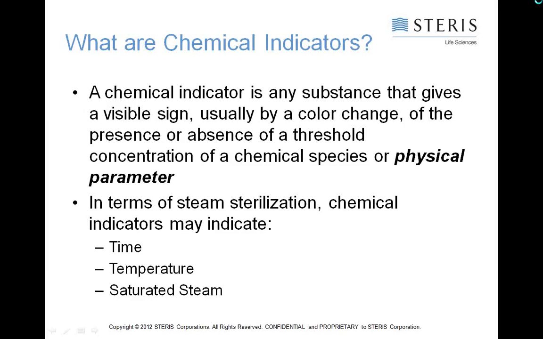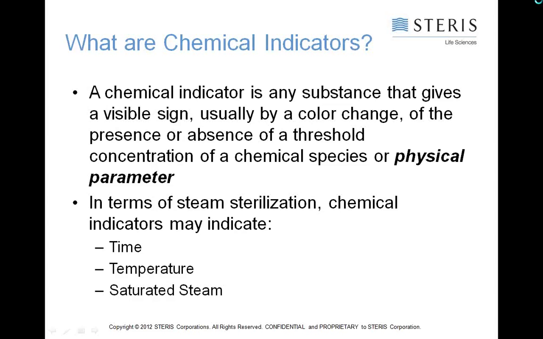Class 4 is your multivariable indicators. These will evaluate 2 of the 3 critical parameters of steam, and these usually include your control tubes. And then you have your class 5 and 6 CIs, which again measure all critical parameters.